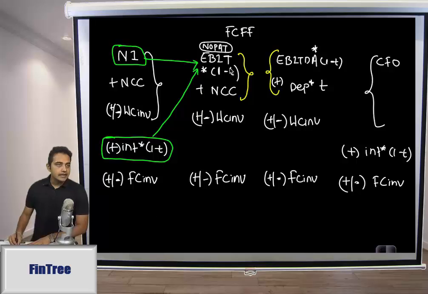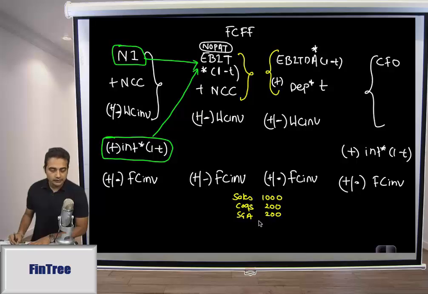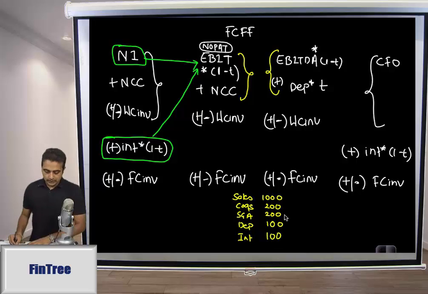So let us put some numbers and see if all four methods produce the same results. Let us say we have sales of 1000, COGS of 200, SGA of 200, depreciation of 100, interest of 100, then taxes of 180, and that would get us the net profit. So this is 400, 500, 600.